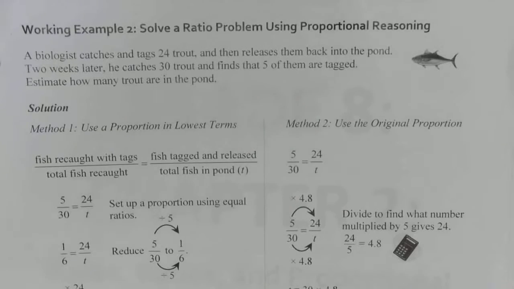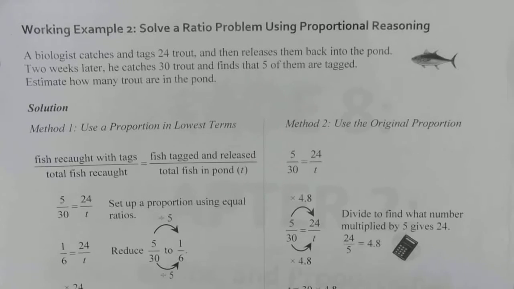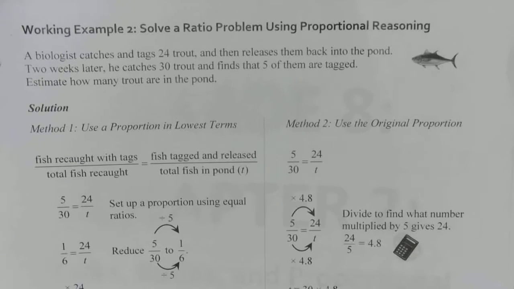Number 2, solve a ratio problem using proportional reasoning. Oh, real life situation here. A biologist catches and tags 24 trout and then releases them back into the pond. 2 weeks later, he catches 30 trout and finds that 5 of them are tagged. Estimate how many trout are in the pond.